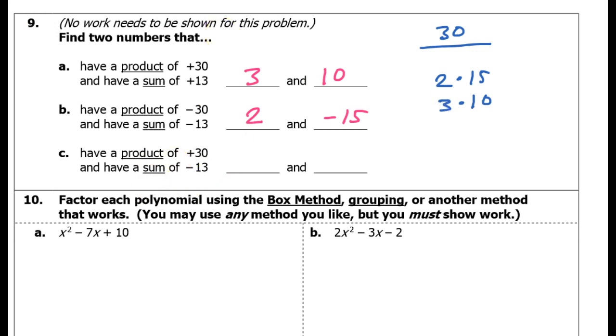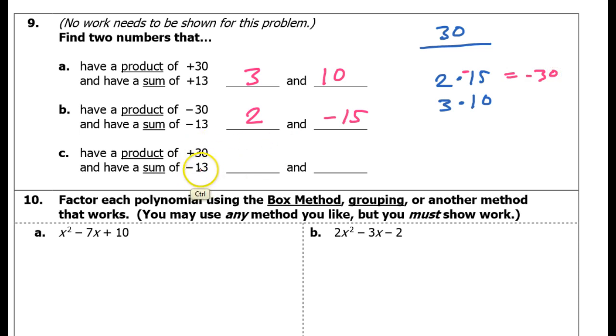Okay, now looking at the last example, this time we want a product of positive 30 and a sum of negative 13. So again, if I try to use the 2 and the 15, to make negative 13, I would need the negative 15 and a positive 2. But that's no good because that would make negative 30, and we want a positive 30.